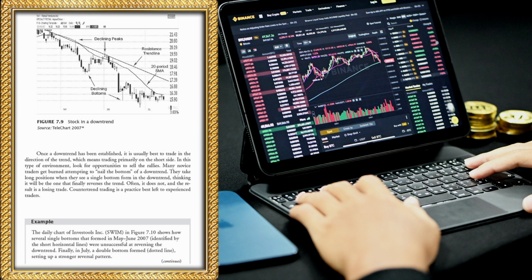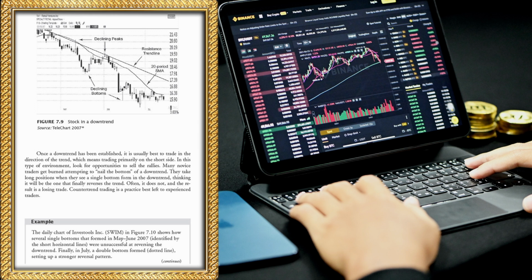Many novice traders get burned attempting to nail the bottom of a downtrend. They take long positions when they see a single bottom form in the downtrend, thinking it will be the one that finally reverses the trend. Often, it does not, and the result is a losing trade. Counter-trend trading is a practice best left to experienced traders.